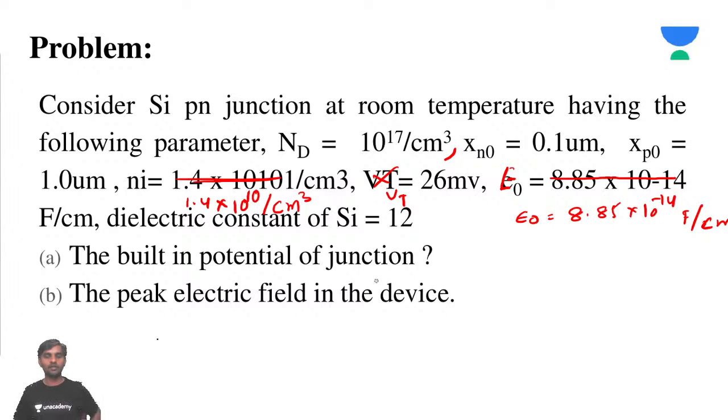Vt is going to be 26 millivolts. He's asking built-in potential of the junction, that is nothing but V naught. Peak electric field E is asked, or E naught. E and E naught. Right? So what is given? Everything is given. Now we will see what is V naught.